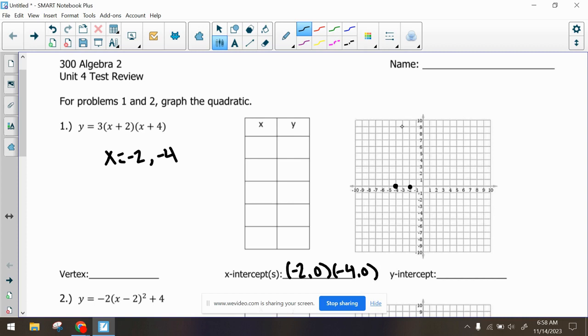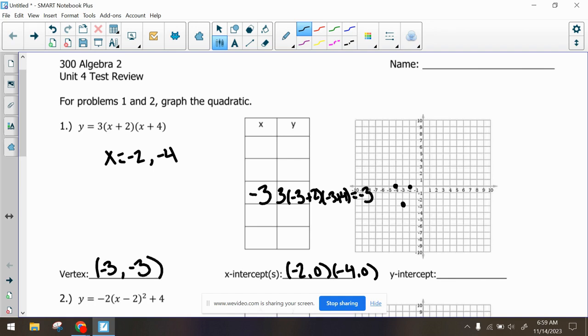So I know I'm going to look directly between the two. -3 is going to go to the middle of my table. As long as you have your intercepts graphed in the correct spot, we're just taking what's directly between them, and that's how we're going to find our vertex. So -3, something, is going to be our vertex. So it's going to be 3 times (-3 plus 2) times (-3 plus 4). So that's like doing 3 times -1 times 1. That gives us -3. So we're down here at this point.